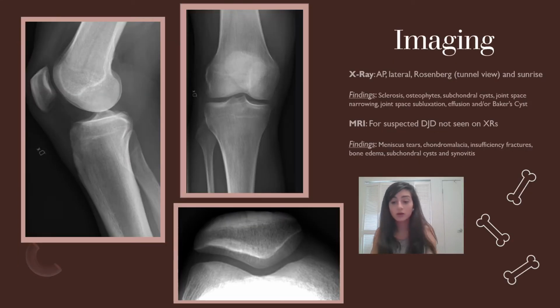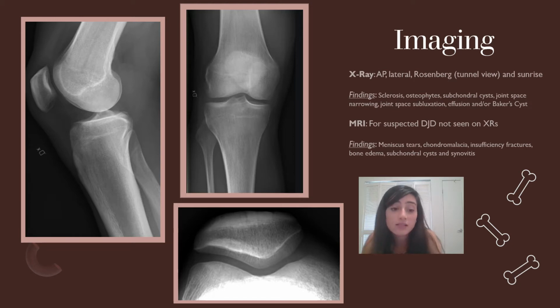So next, you're going to want to make sure you get the right imaging, examine the imaging, and go over the imaging with the patient. Patients with arthritis, especially if it's your first encounter, can find it somewhat heart-wrenching to learn that they have this new condition that is not really just going to go away. So the x-rays that I get on patients are an AP, lateral, Rosenberg, or some people call it a tunnel view, and a sunrise view.